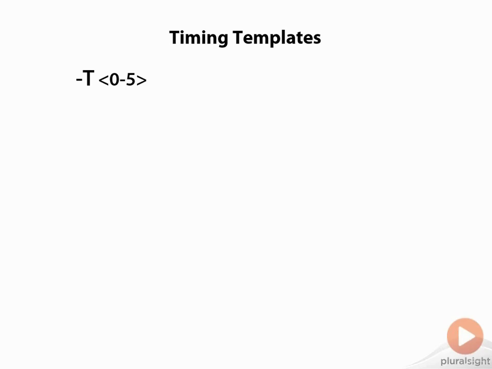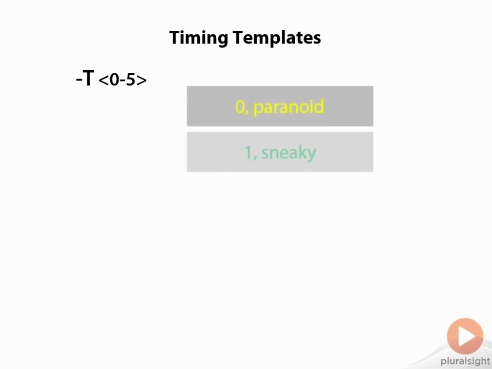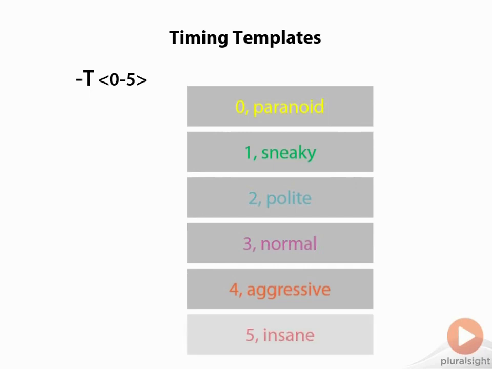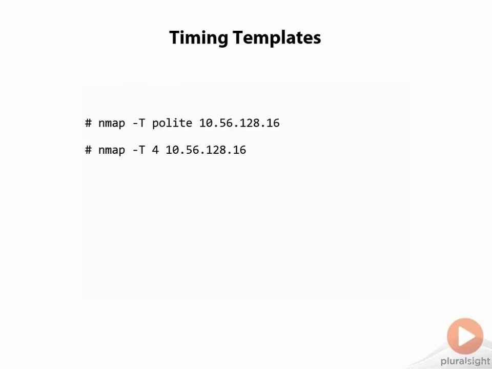The 6 templates in order from super slow to crazy fast are paranoid, sneaky, polite, normal, aggressive, and insane. Here are 2 examples of using the templates in a command. The argument to the -T option can be specified as either the number or as a word. The word, polite in this case, is case insensitive.